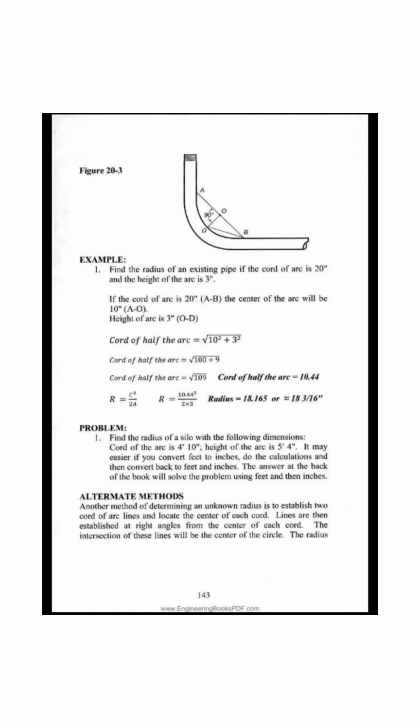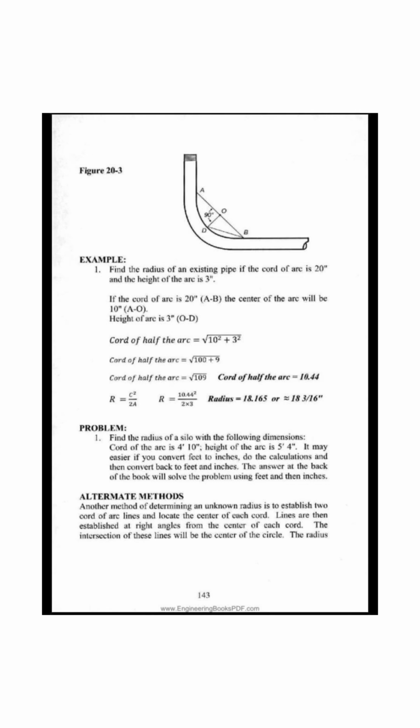Problem 1. Find the radius of a silo with the following dimensions. Chord of the arc is 4 feet 10 inches. Height of the arc is 5 feet 4 inches. It may be easier if you convert feet to inches, do the calculations, and then convert back to feet and inches. The answer at the back of the book will solve the problem using feet and then inches.